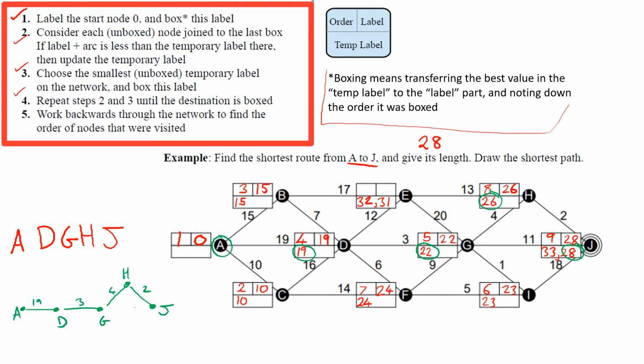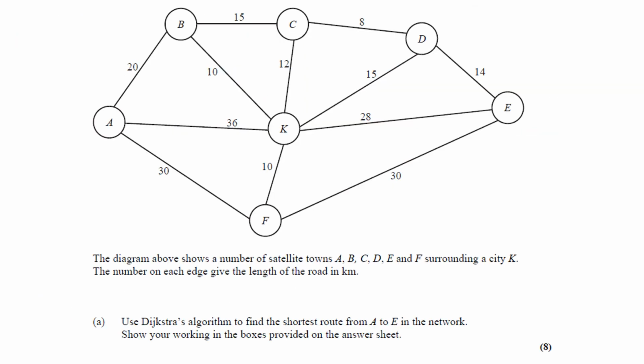We're going to look at a couple more exam versions now. So this is what your exam question is going to look like. This is taken from an old decision paper. It gives you obviously some context, and it's important to read that because decision is one of those papers where you lose marks for getting the wrong units, putting stuff in the wrong sort of rounding, that sort of thing. We've got a series of towns that surround a central city K, and we want to use Dijkstra's algorithm to find the shortest route from A to E.